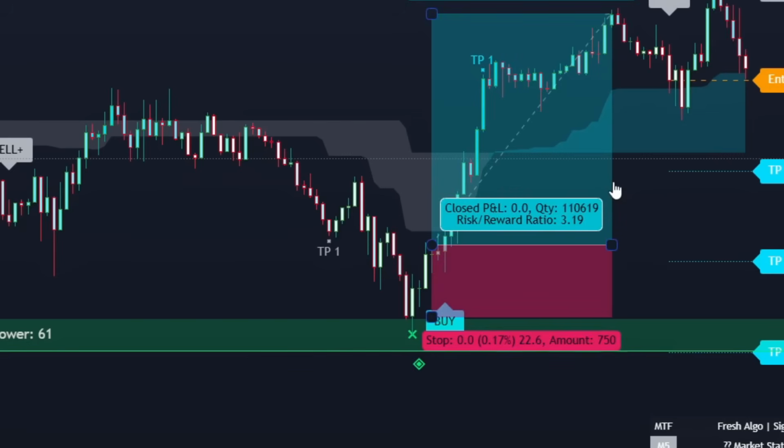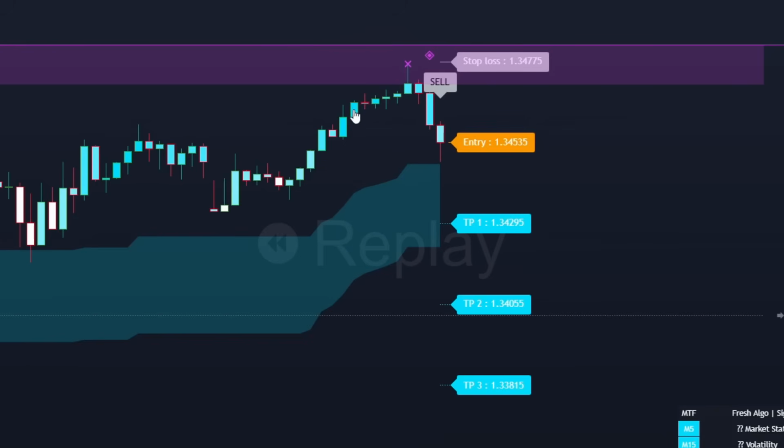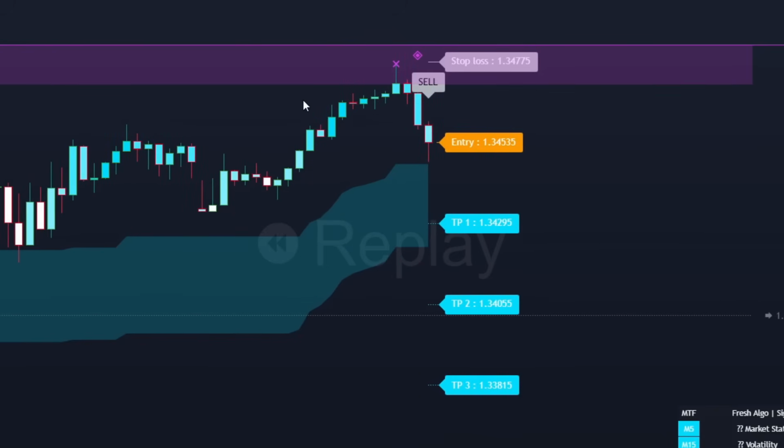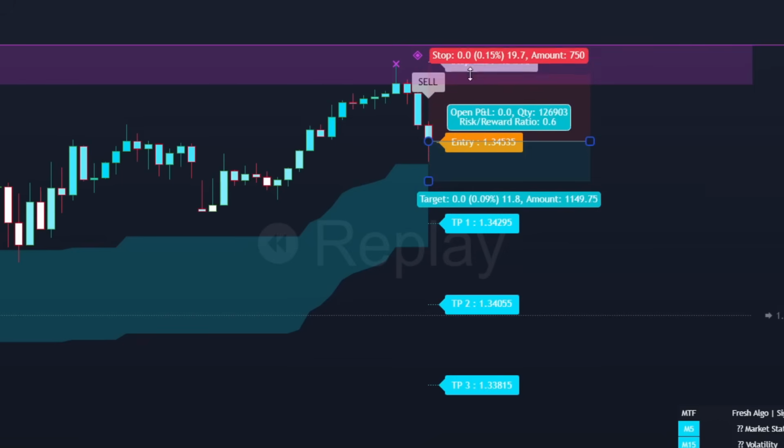Isn't this amazing? Similarly, the rules and conditions for a sell trade are opposite. If price rallies into a strong sell zone and Fresh Algo drops a sell plus inside, just like we can see happened here in this example, that's your confirmation.